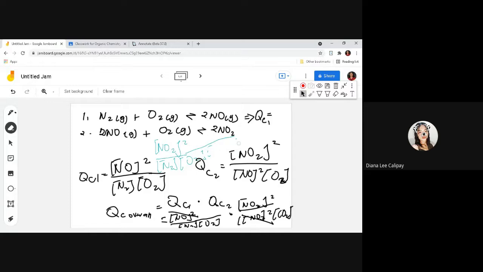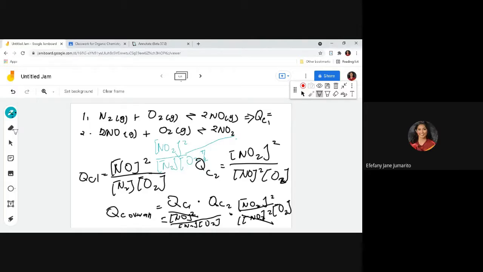Okay, so we have O2 to the power of 2, since the coefficient of O2 is 2. Here we have O2, and overall we will have O2 raised to the power of 2.